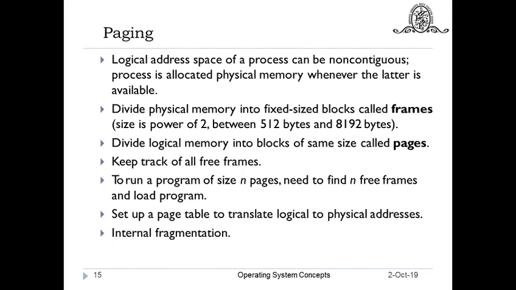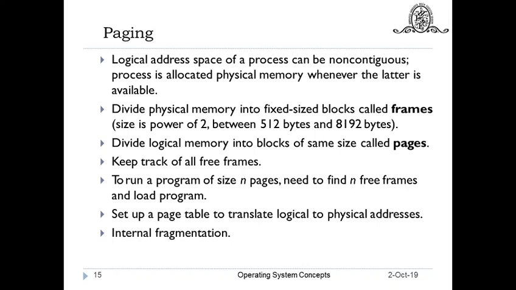Generally the physical memory as well as the logical address space is divided into fixed size blocks called pages and frames, and the size is a power of 2 between 512 bytes and 8192 bytes. Here we have to differentiate between pages and frames. Pages are part of logical memory and frames are part of physical memory, and we keep track of all free frames also, because whenever we want to load any page into the physical memory, first we need to find a free frame. To run a program of size n pages, we need n free frames, and only then will we load the pages into the physical memory.